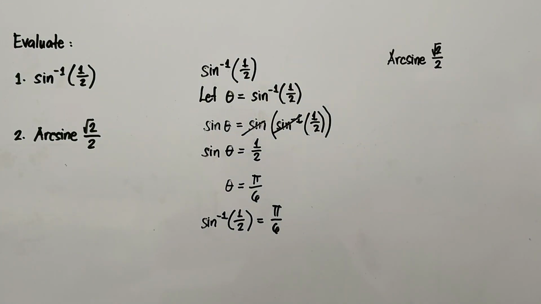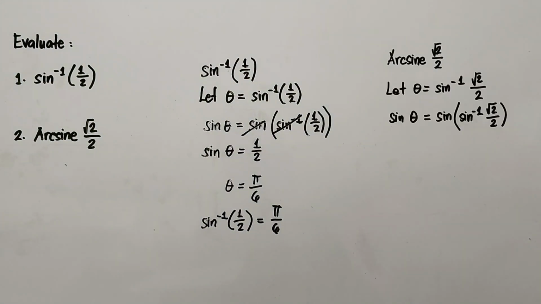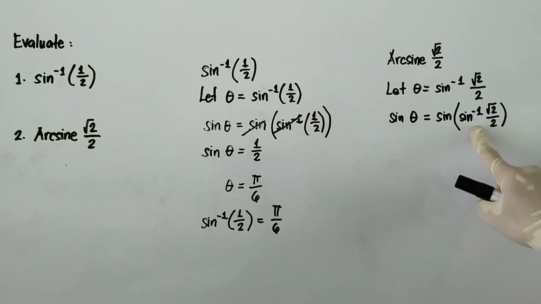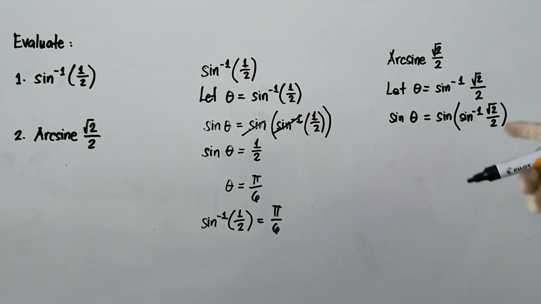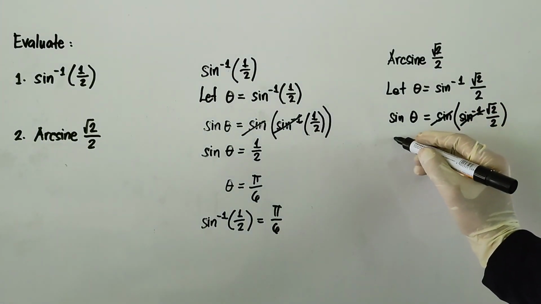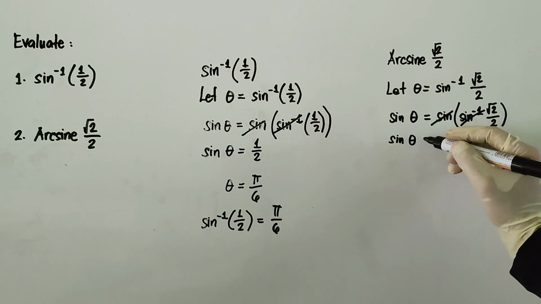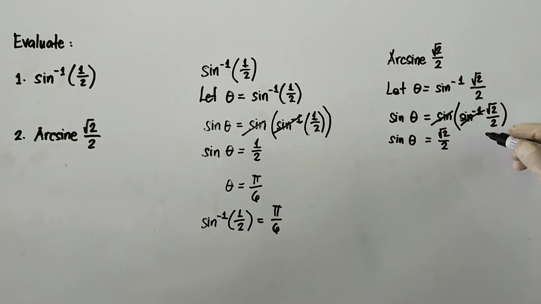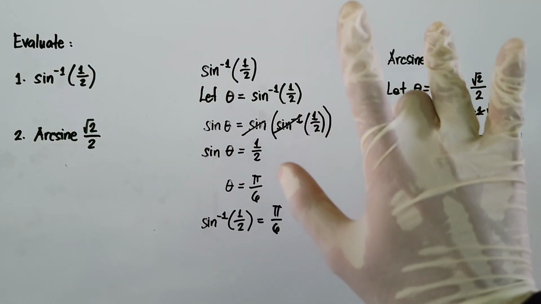We will now proceed to the arc sine square root of 2 over 2. Let theta equals arc sine square root of 2 over 2, and take the sine of theta. Substitute the value of theta, arc sine square root of 2 over 2. Cancel. So the sine theta is equal to square root of 2 over 2. And remember the interval, and since the sign here is positive, surely the answer is not situated in quadrant 4 but only in quadrant 1. The sine theta is square root of 2 over 2.